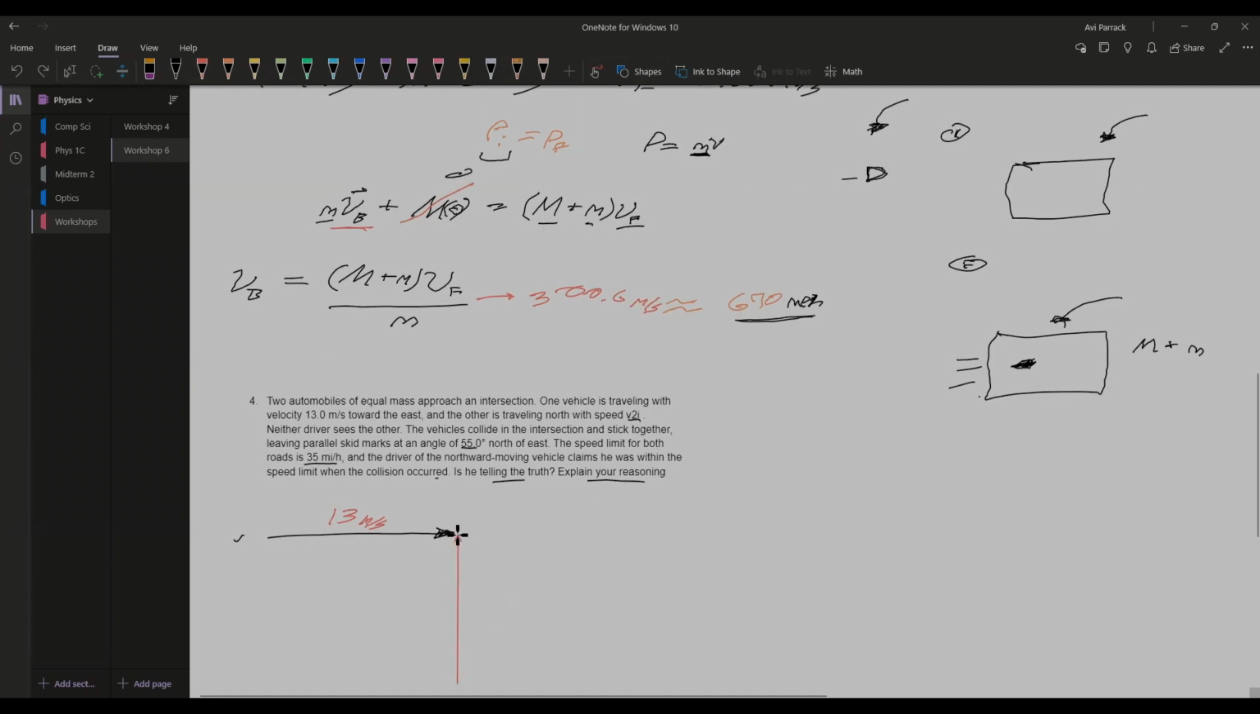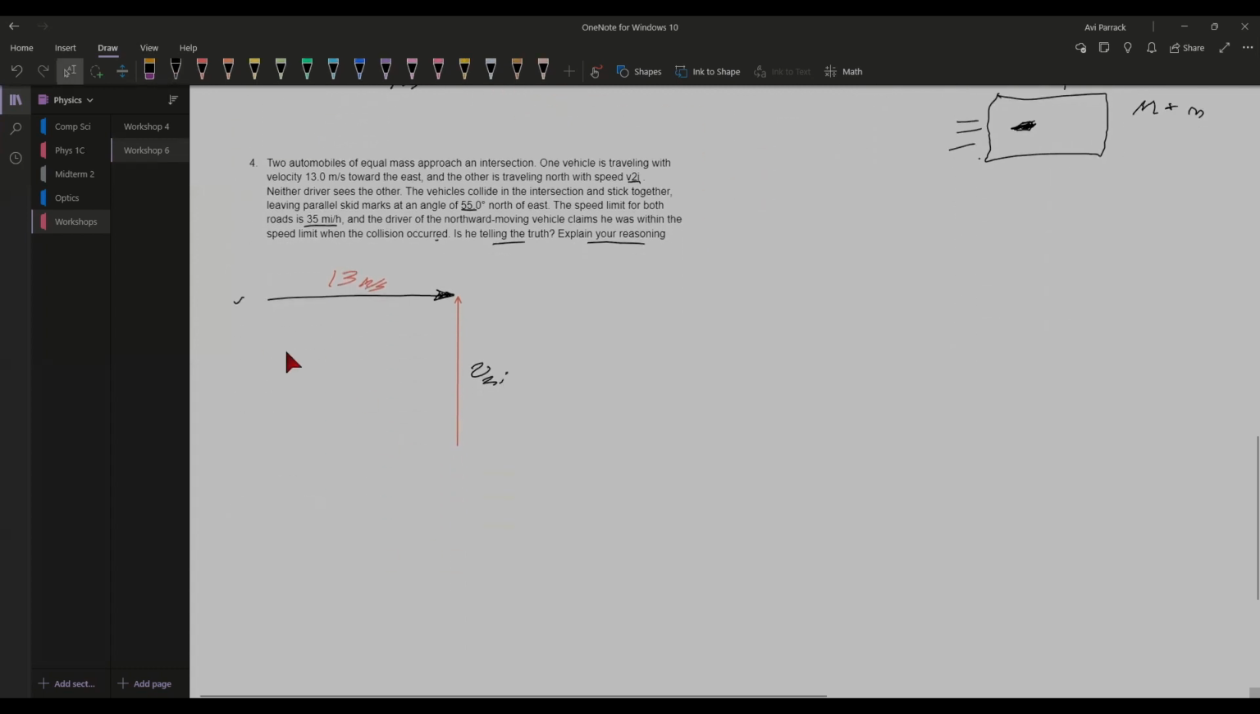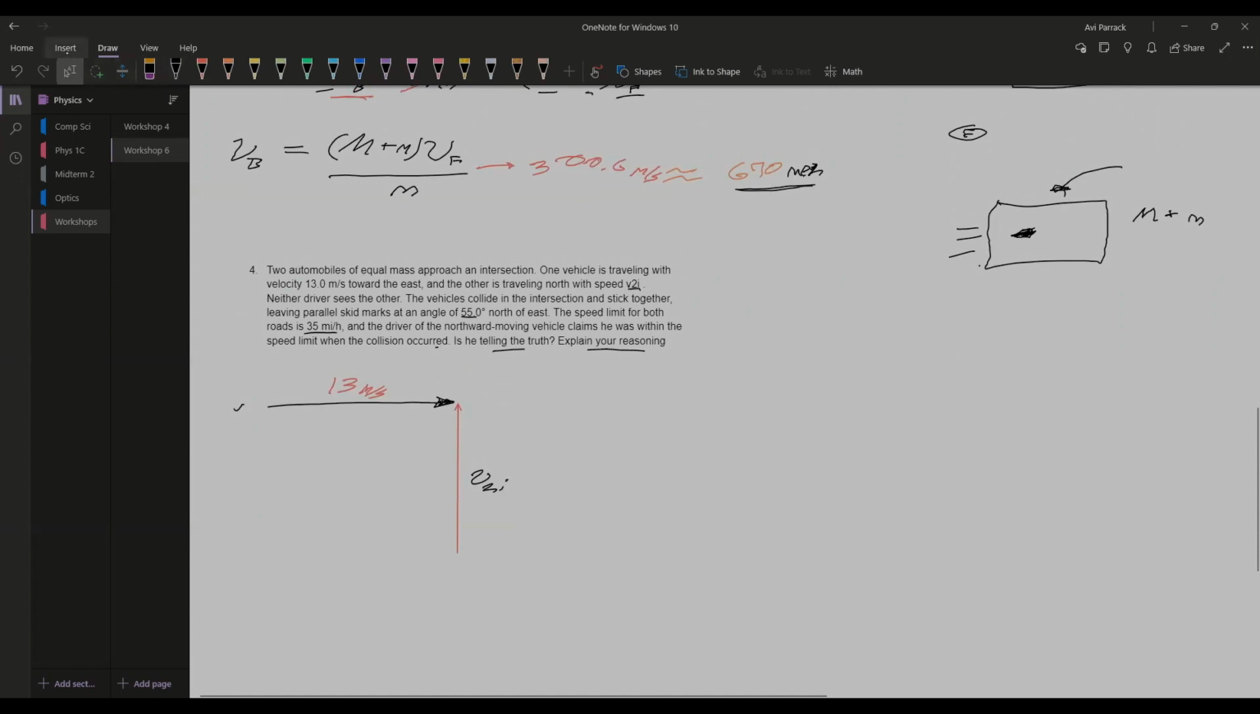So they're going to collide at an intersection, right? This one is traveling due north at an unknown speed, v2 initial. And the driver of the second car claims that he was traveling under 35 miles per hour. And we're to determine whether or not that's true.